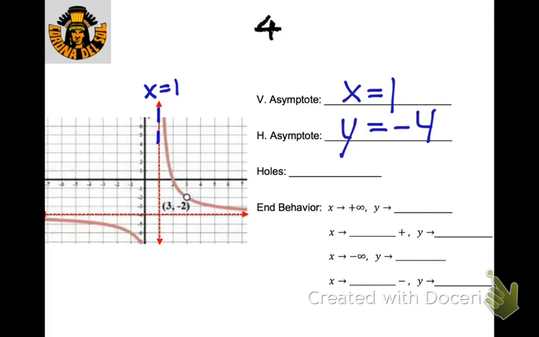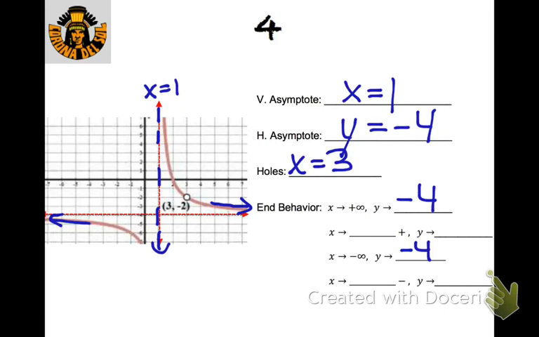And then the hole is going to be right at that open circle there, so we can see that it's x equals 3. The end behavior, as x approaches infinity, you can tell that the y value is approaching whatever the horizontal asymptote is. So y is approaching -4. And then as x approaches negative infinity, we can see that the y values are approaching the horizontal asymptote again, which is -4. Then the other part there is the vertical asymptote. So the vertical asymptote is x equals 1.